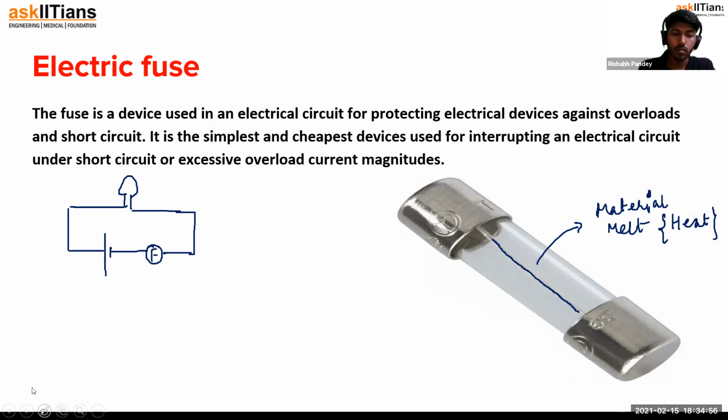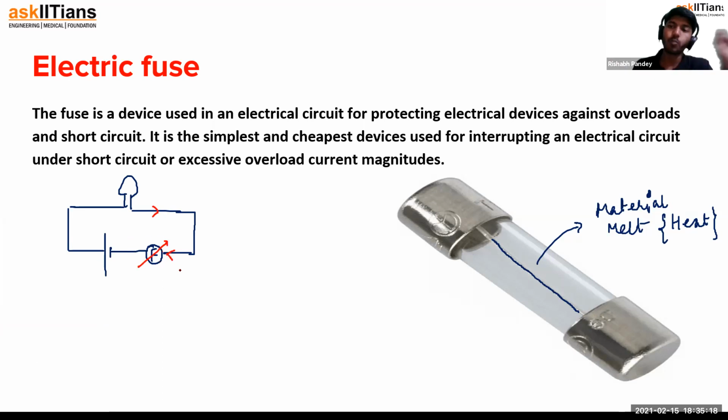As the value of current increases beyond a limitation, excessive heat will be produced, and at that point the material which is connecting these two ends will melt. Now this will ultimately break the circuit.